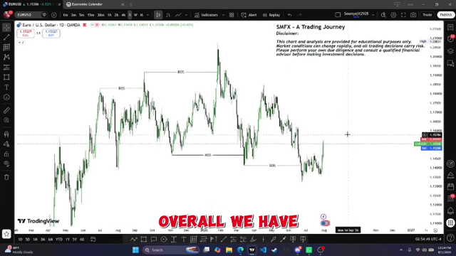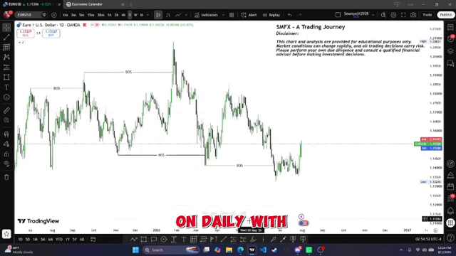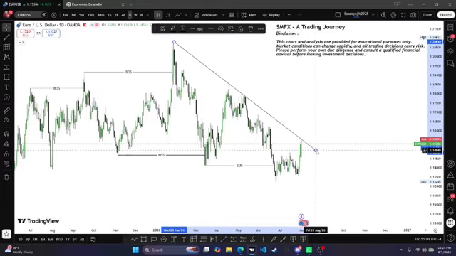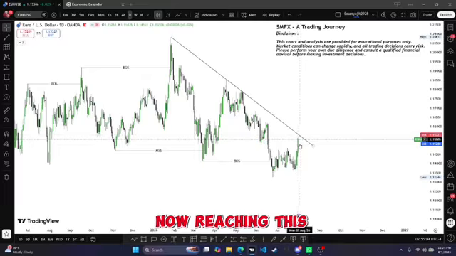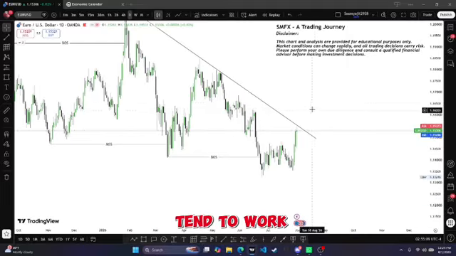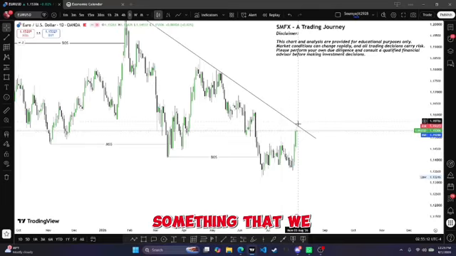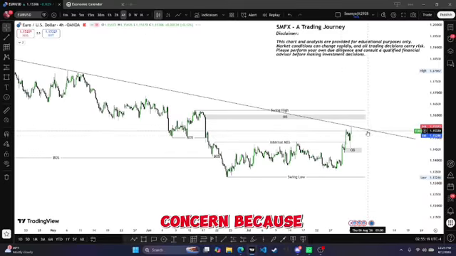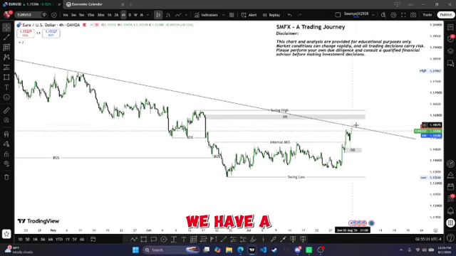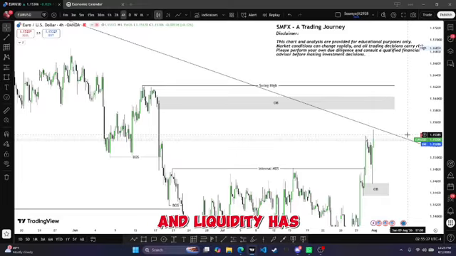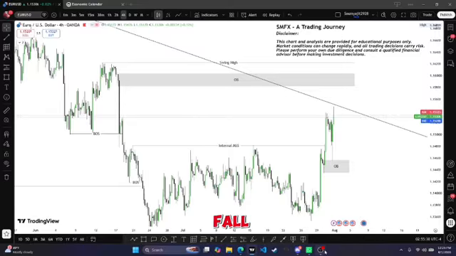Alright. So overall, we have a bearish trend on daily with the trend line that is forming over here. Wait a second. And it is now reaching this trend line. Generally on higher time frames, these trend lines and support resistance tend to work better, but still this is something we have to be concerned of. This is a concern because we have a reaction point over here, and we also have this order block over here that is already used up and liquidity has been taken out, so it can fall.